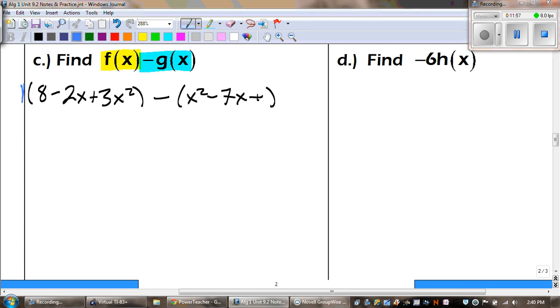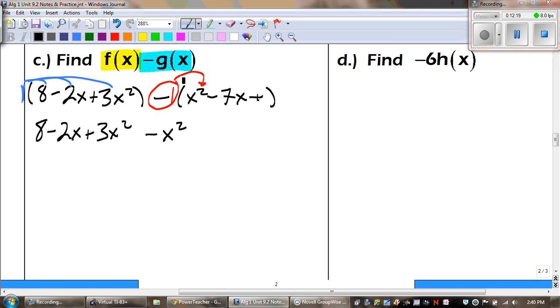So remember, if it's a positive, we distribute a positive 1, and guess what? Everything stays the same. But on the back, we're distributing a negative 1. Everything changes, guys. A negative times a positive is a negative x squared. Negative 1 times negative 7 is a positive 7x. And negative 1 times, oh, sorry, I forgot to draw the 1, times positive 1 is negative 1. Okay?